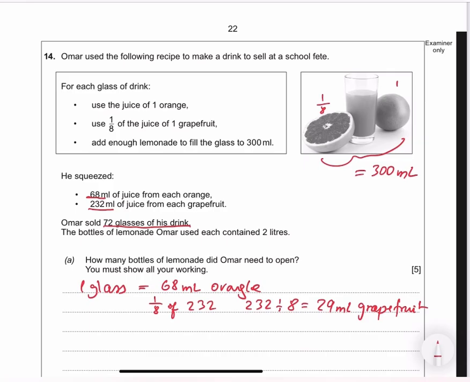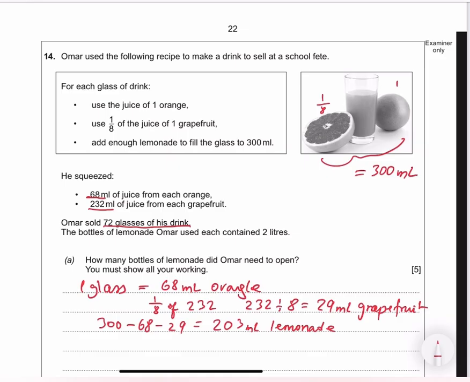So 1 glass will need 68 ml of orange, 1/8 we just found, 29 ml of grapefruit, and the rest will be lemonade. So we're gonna take away these two values from 300. That will leave us with 203 ml of lemonade. So all these 3 added gives you 300 ml.